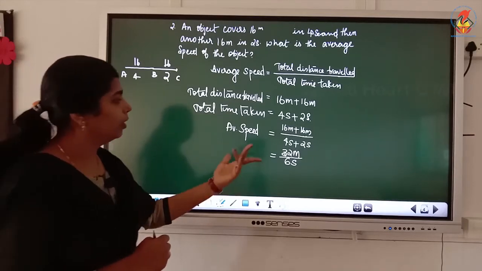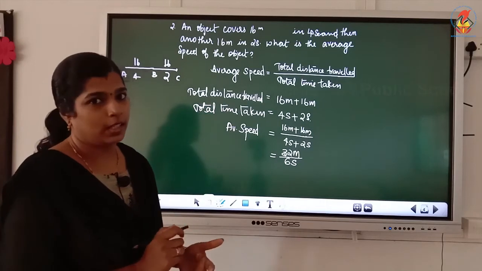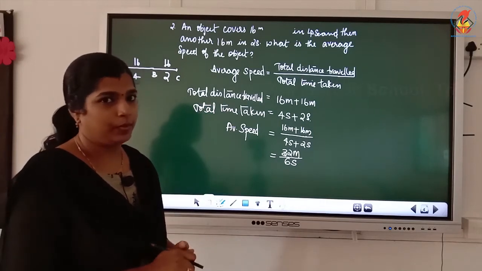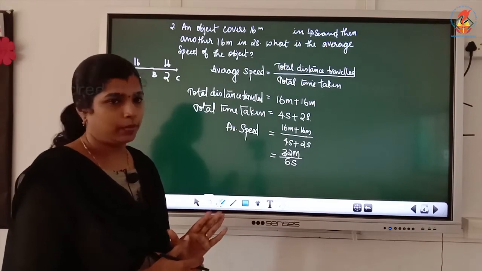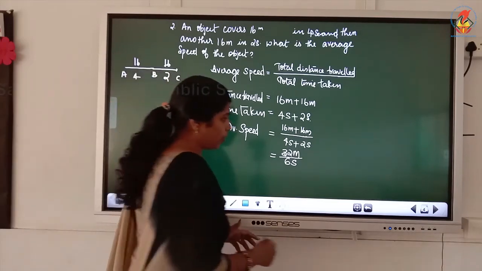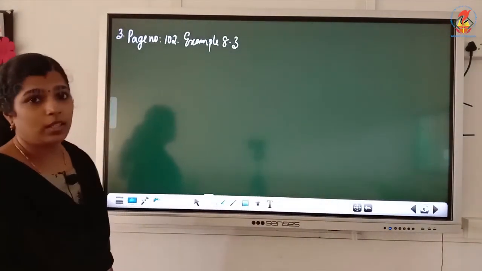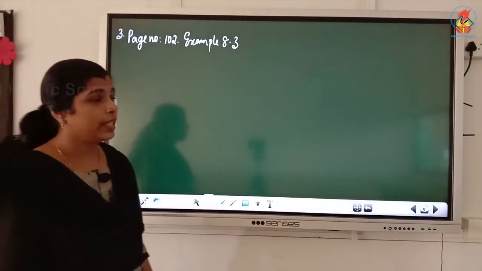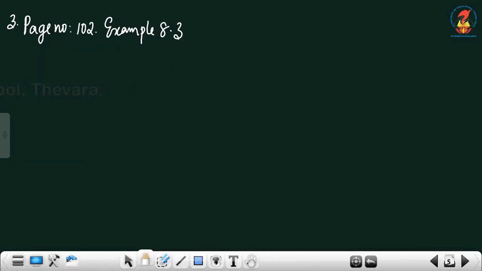When you do the division, you will get the answer in decimals. The unit is meter per second. So, we will do the next problem. That is page number 102, example 8.3. That is a solved question in your textbook.